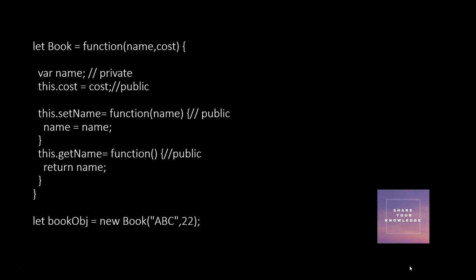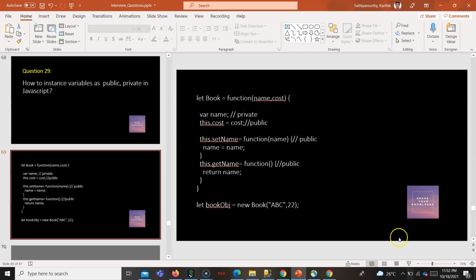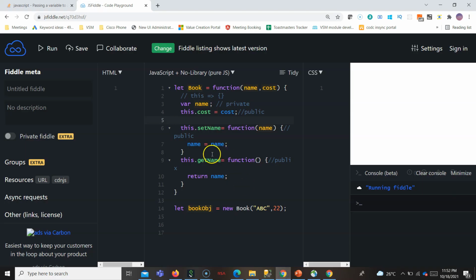Okay, so let us first, I will just go to JS Fiddle. So I have a book function. It has two variables, name and cost. And name I'm trying to set with set name and get name. And this is a constructor function. As you can see, it is a constructor function. Using this constructor function, I'm creating a book object from the constructor function, passing the name and cost. Okay. So how to make something private and public?